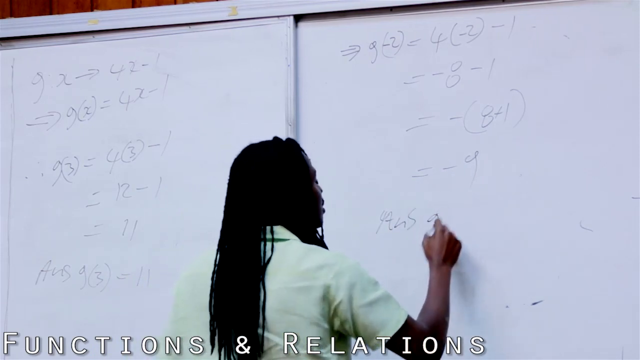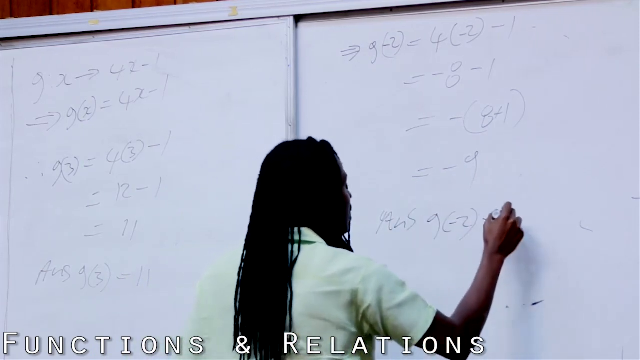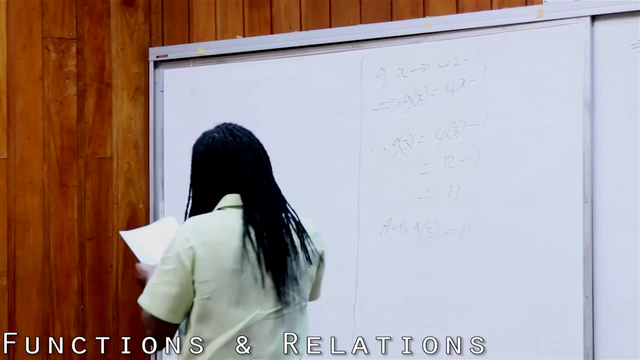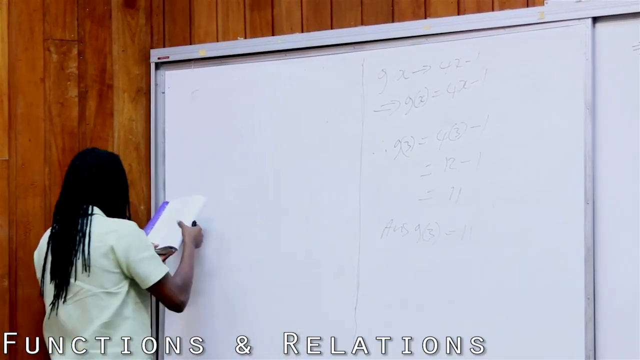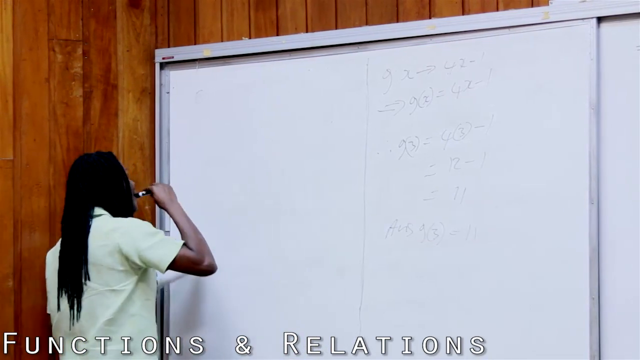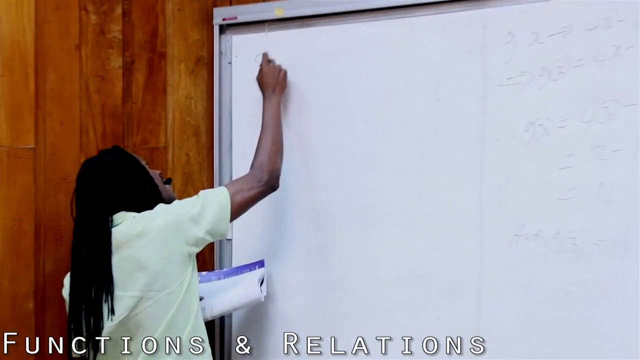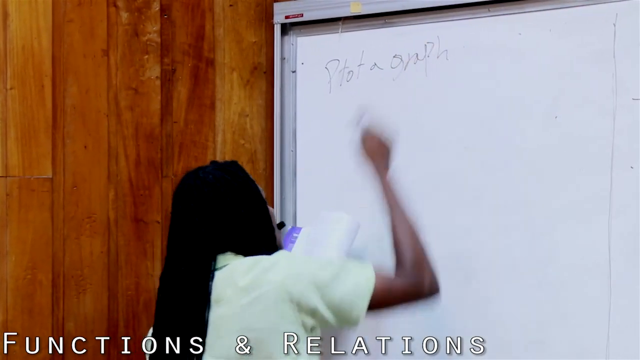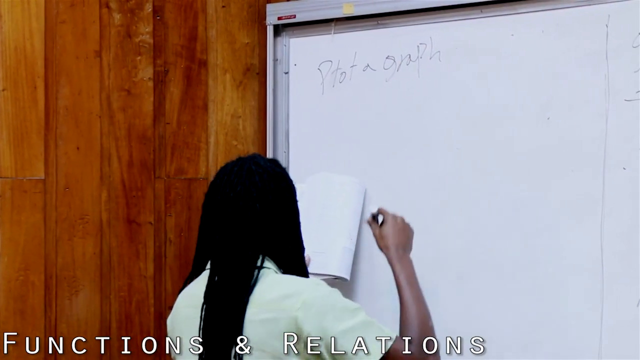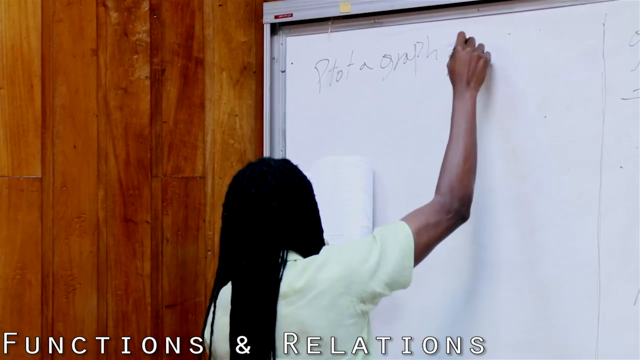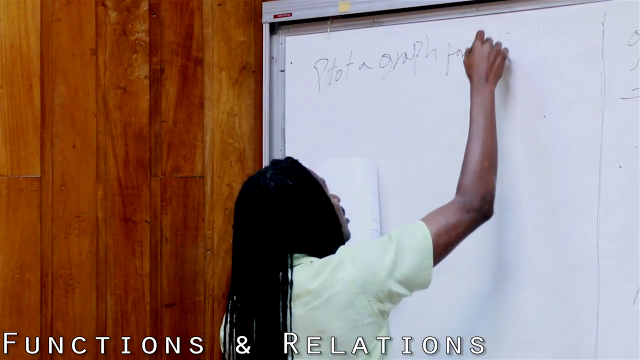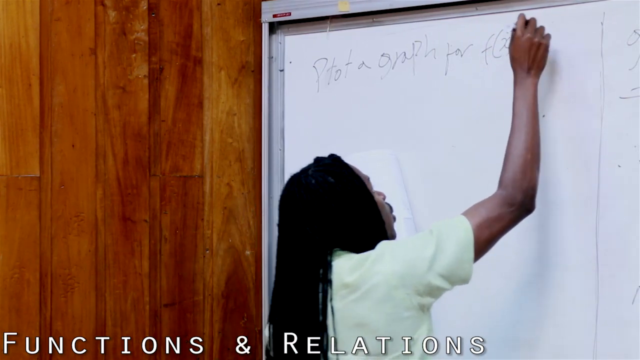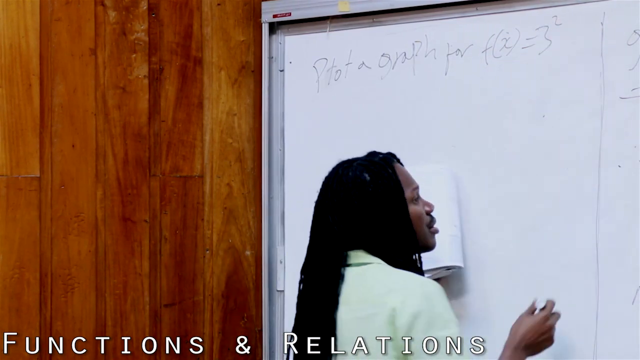Answer: g minus 2 equals minus 9. Let me say, plot a graph for f(x) equal to 3x squared.